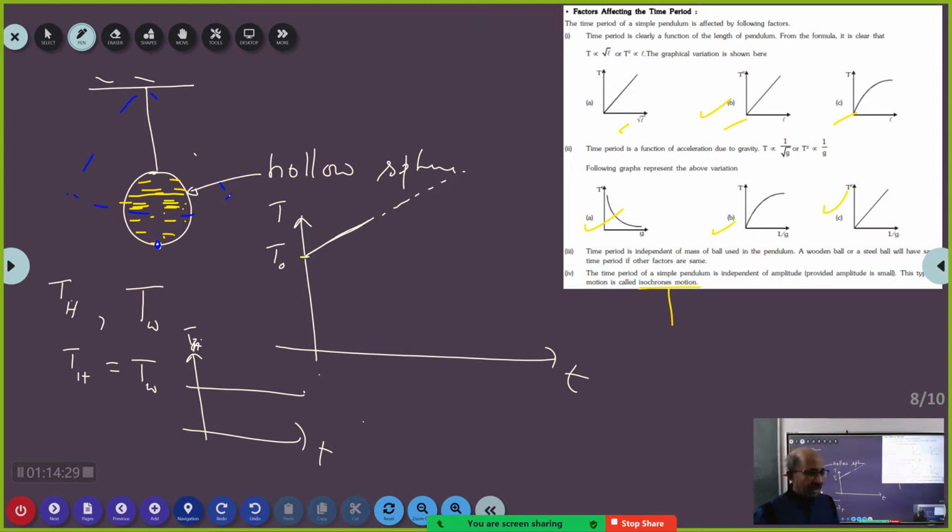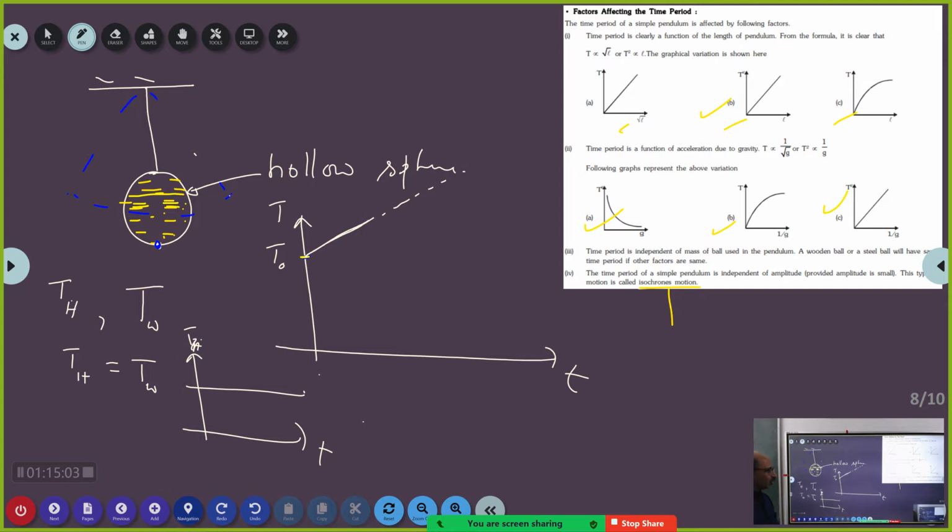I want everybody to tell yes or no. Each one of you say yes, no, whatever it is. Sure, sir. It will increase. Sir, I don't know about straightness, but it will increase. It can't be a straight line, sir, because T is directly proportional to root L.